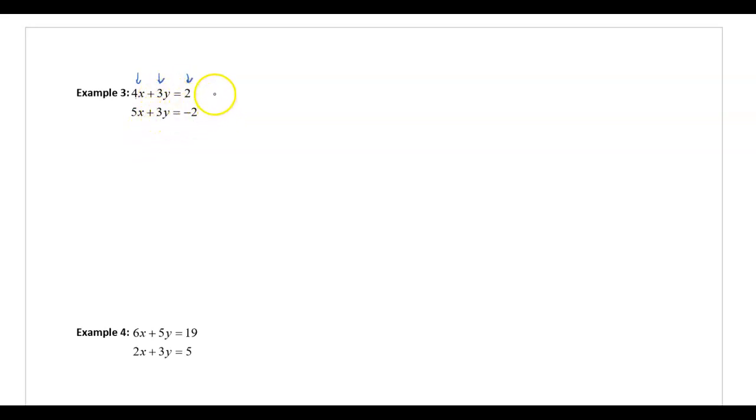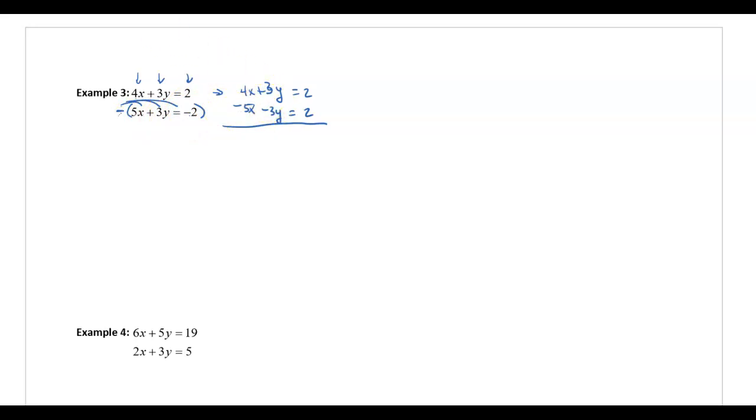Well, here's the thing. I'm going to keep the first equation the same. 4x plus 3y equals 2. But the second equation, I'm going to subtract it or multiply everything in here by a negative 1. So now negative times 5x is negative 5x. Negative times positive 3y becomes minus 3y. A negative times a negative 2 equals positive 2. So if I multiply one thing in the equation by negative 1, I have to multiply everything.